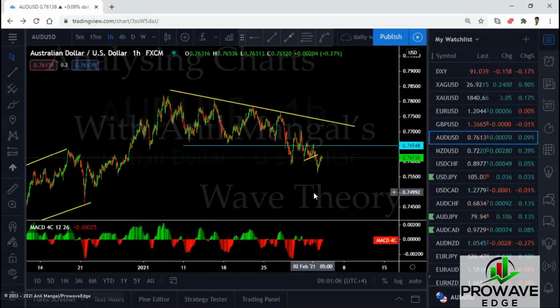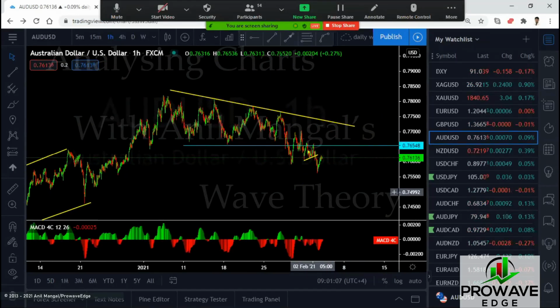Now, there's only one trick in this. What if this is a contracting flat? Remember, some of them do make contracting flats. If that is a contracting flat, this is going to go straight out of that. So we will consider the buy in Aussie.